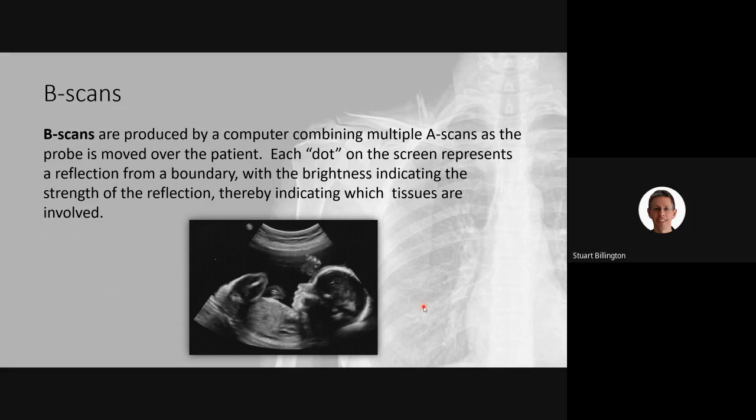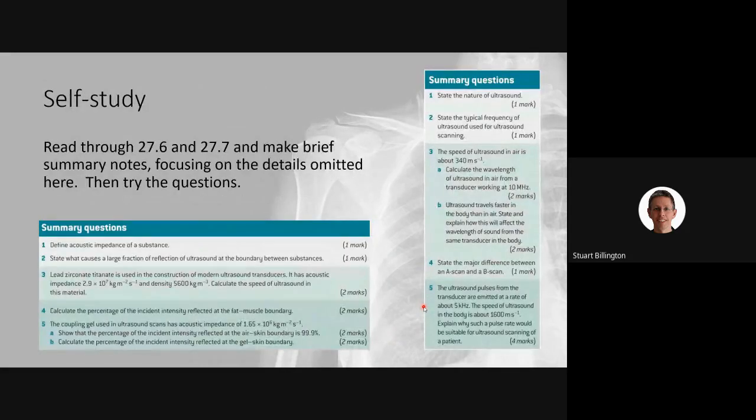So what would I like you to do? There is extra information in the textbook. So first of all, have a little read through. Make any extra notes that you want to, but I've picked out the key parts in this presentation. So this is the key summary notes that you need to make in this presentation. And this PowerPoint's available on Classroom if you want to go through it again. And then there are 10 questions from the end of the two chapters in the textbook. So if you could have a go at those 10 questions and get back to me if you get stuck on anything.